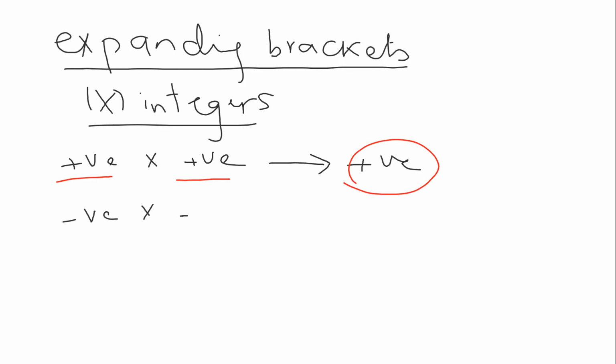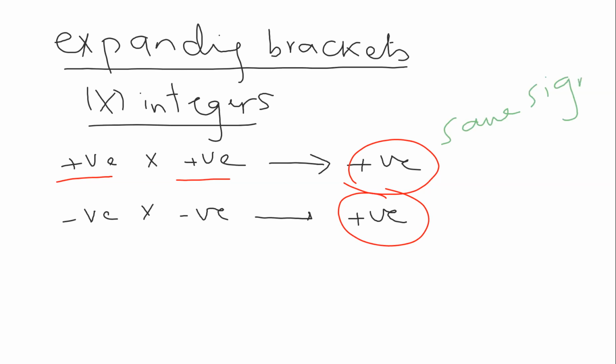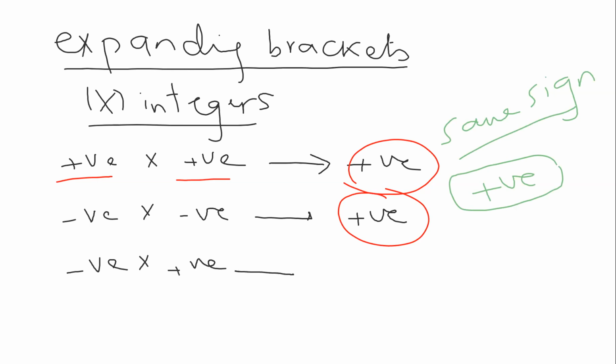Negative times negative also gives a positive answer, which means if you have the same sign, your answer is going to be positive. But if you have different signs, like negative times positive, you will have a negative answer. Same sign, positive, whether the same sign was positive or negative. Different signs, you will get a negative answer.